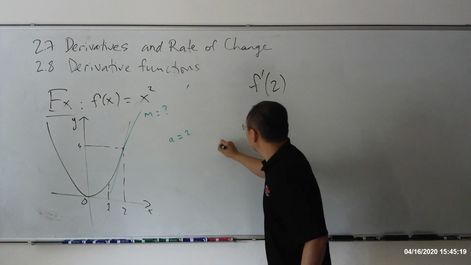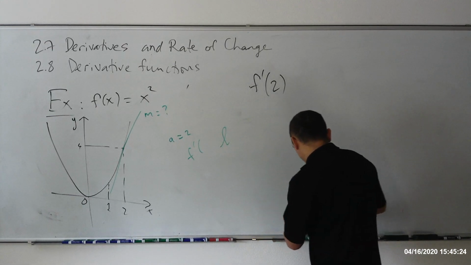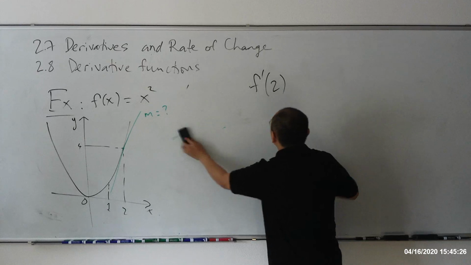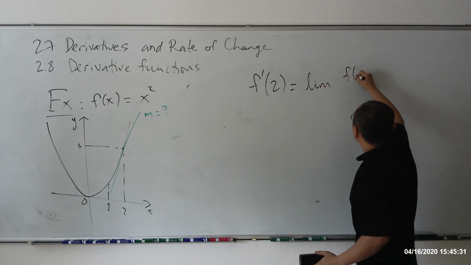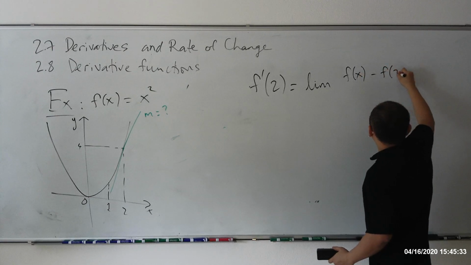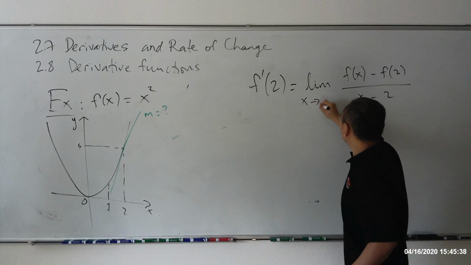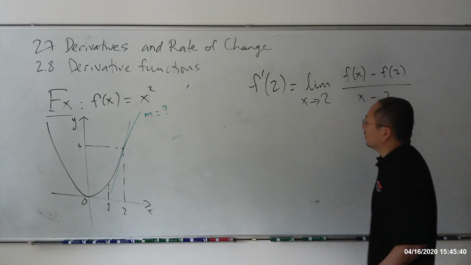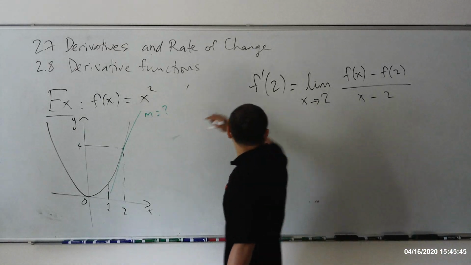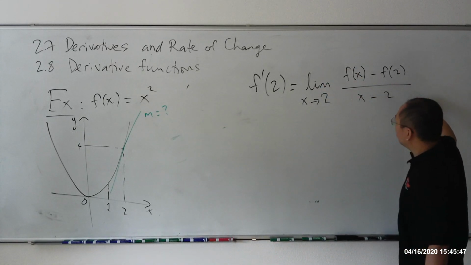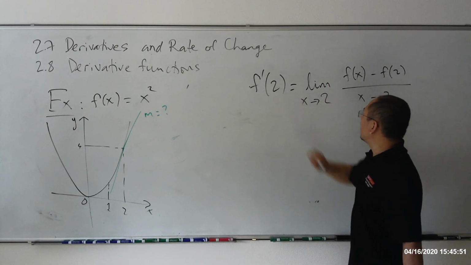So we have f prime of 2. Back to black. f prime of 2 is, by definition, the limit of f of x minus f of 2 over x minus 2 when x is approaching 2. Then this is the slope of the secant line, but with x getting close to 2, the secant line now becomes a tangent line. It's going to be the slope of the tangent line.